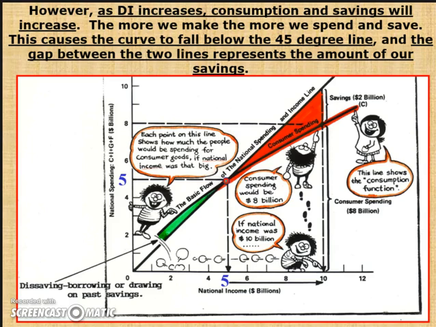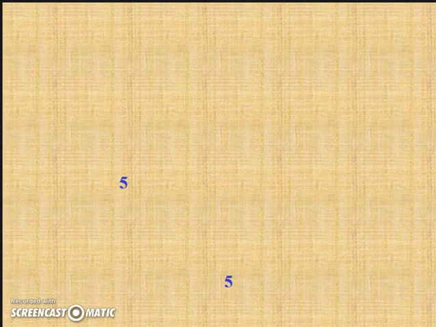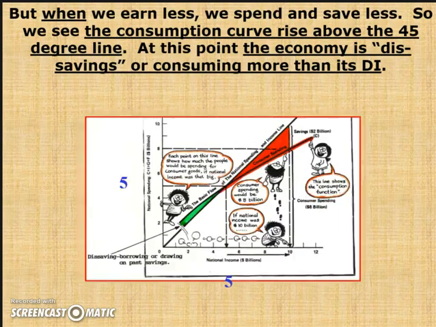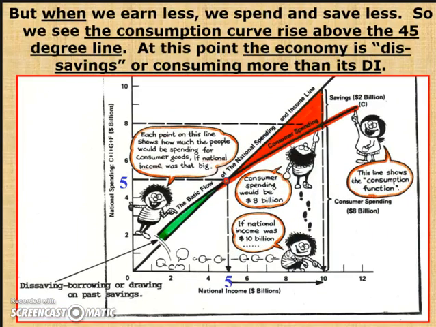However, as disposable income increases, consumption and saving will increase. The more we make, the more we spend and save. This causes the curve to fall below the 45-degree line, and the gap between the two lines represents the amount of our savings. But when we earn less, we spend and save less, so we see the consumption curve rise above the 45-degree line. At this point, the economy is dis-saving, or consuming more than its disposable income.